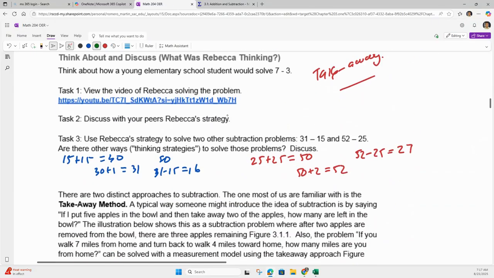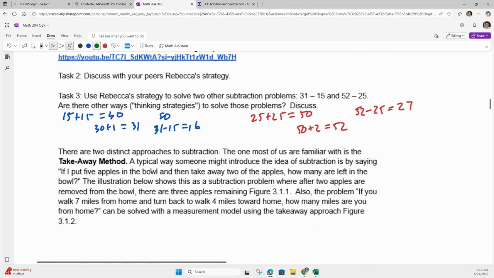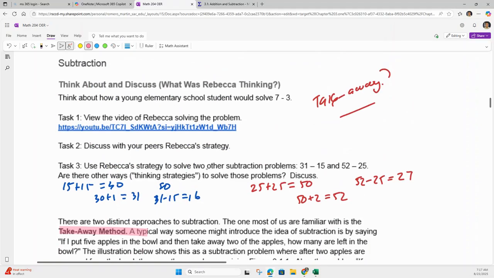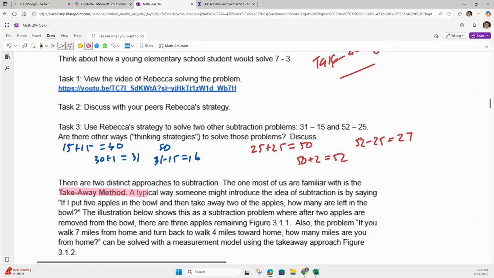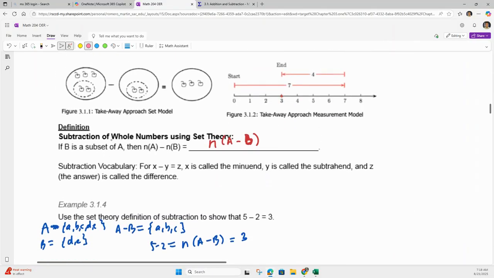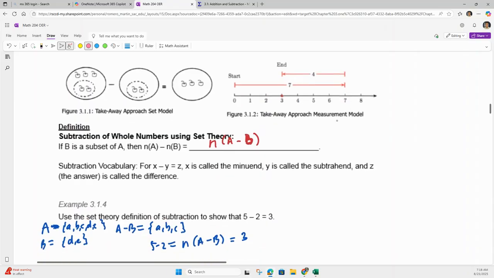So let's go to the notes there, really thinking about subtraction. Takeaway is for sure one of the methods that we learn. Takeaway 7, takeaway 3, and you can see in the words what's going on here. That's one way to approach it. The takeaway approach from a set model, you have these elements and you take away. You have the takeaway approach on a measurement model, which we've talked about now. We talked about set models and measurement models.